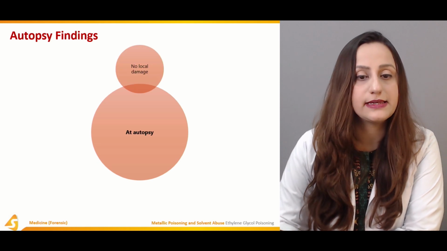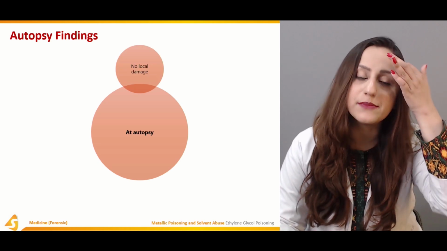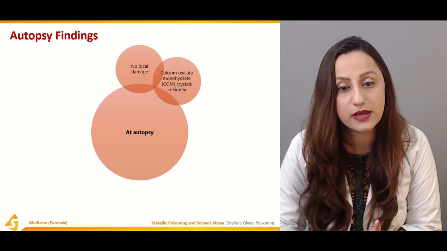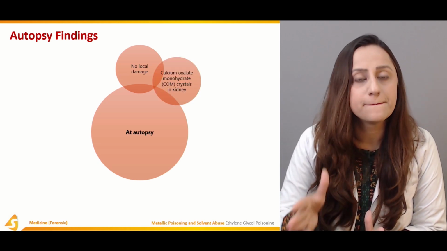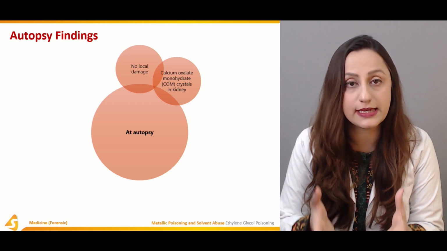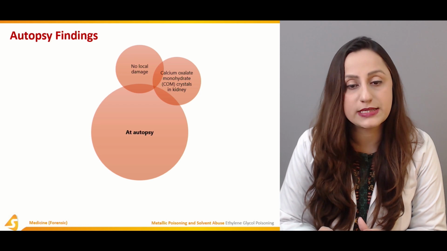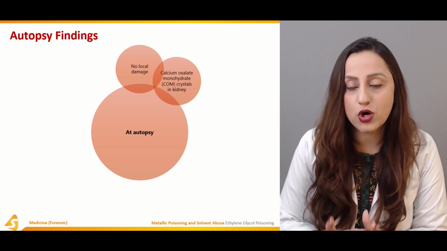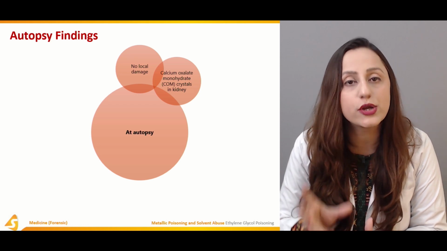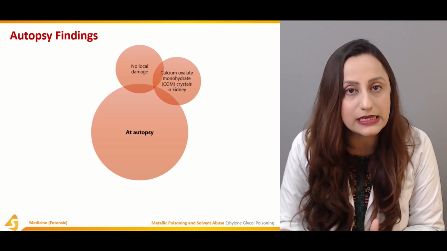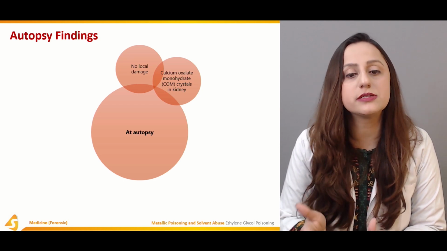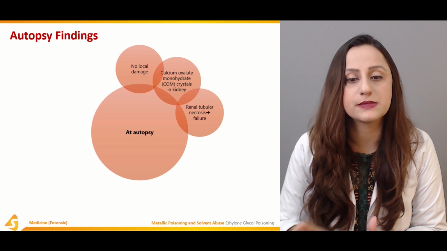Then the autopsy findings. Now at autopsy, no local damage is observed. That is the highlight over here: we won't observe any marks externally, or no external features are observed in cases of glycol poisoning. Talking about the calcium oxalate monohydrate crystals in the kidney, the main organs of metabolism are the kidney and the liver, mainly the kidney, and so these crystals are going to be observed in the kidneys.